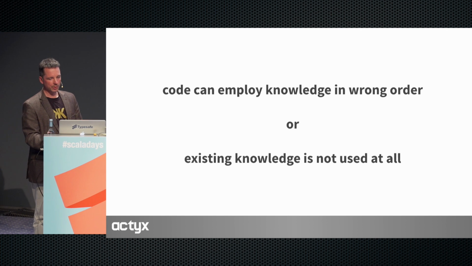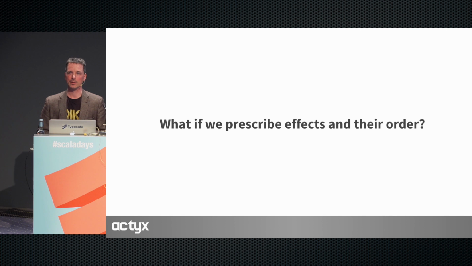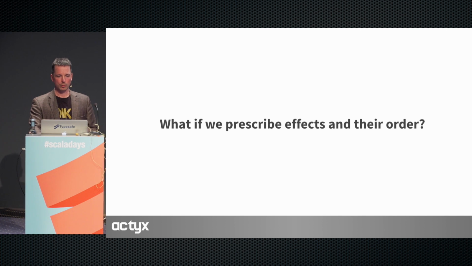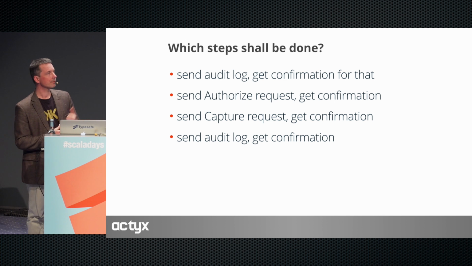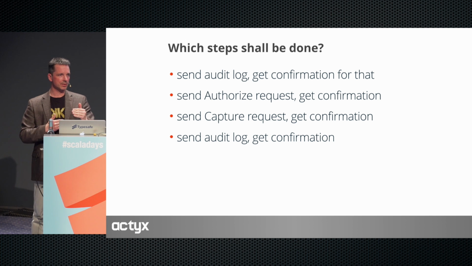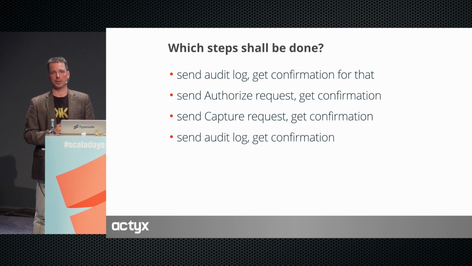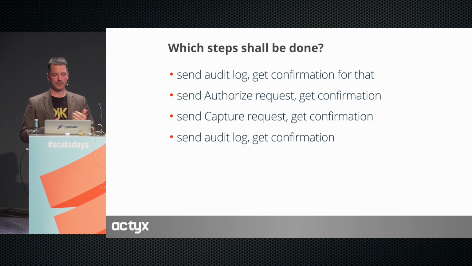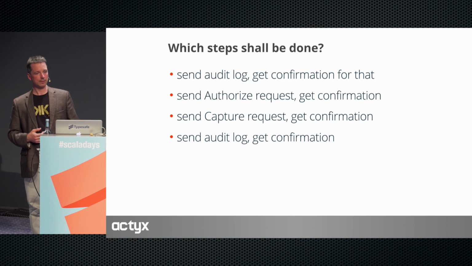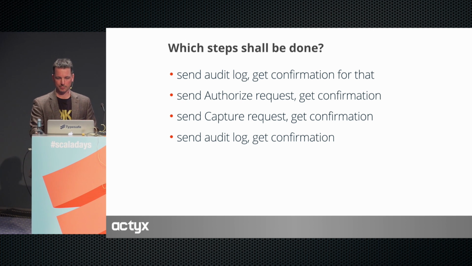So what do we want to do? Well, we would like to describe the effects and their ordering. So what ideally would we want to say? We want to say, first, this whole process, this actor, shall send the audit log and wait for confirmation. Then it shall send the authorize, get confirmation. Send the capture, get confirmation. Send the audit log, again, get confirmation. Yeah? This is what we want to happen.